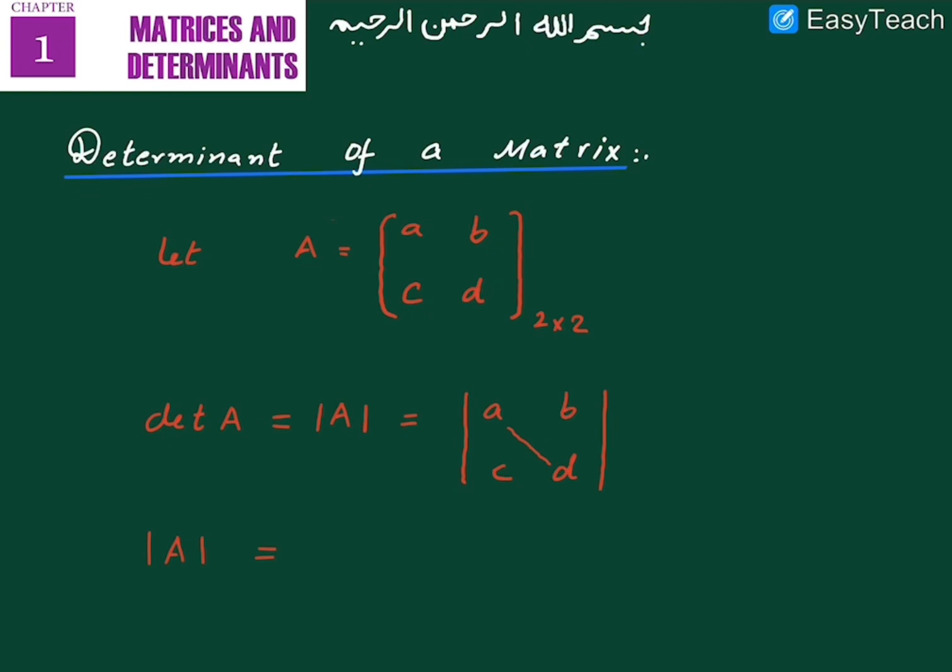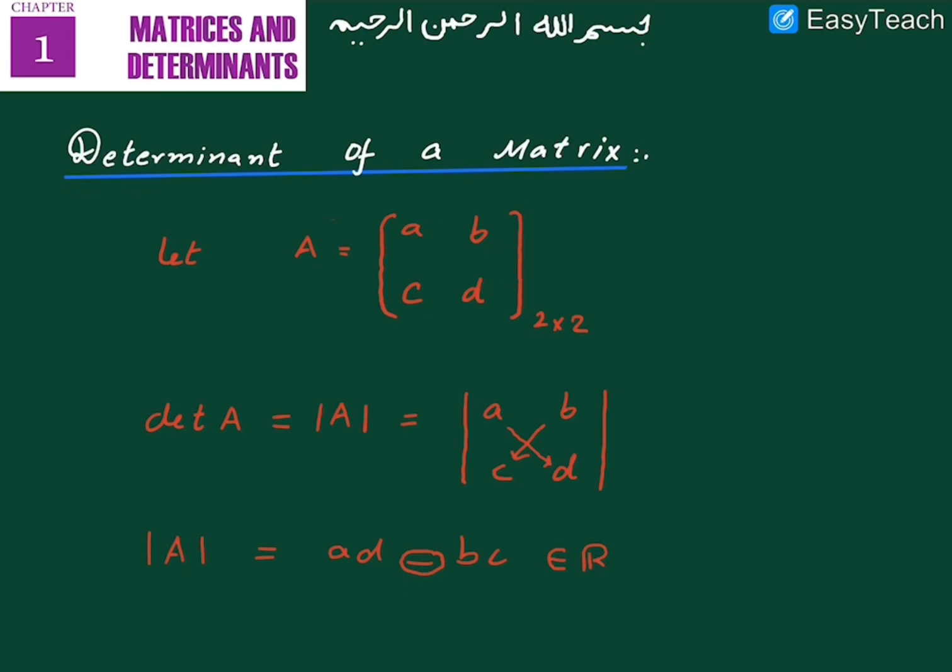ad, multiplying a with d, the diagonal elements, minus b with c, minus bc, always a minus sign between them. So ad minus bc is called the determinant of the matrix A. After finding the determinant, ad minus bc will also be a real number, belonging to the real numbers. So this is how to define the determinant of a matrix.